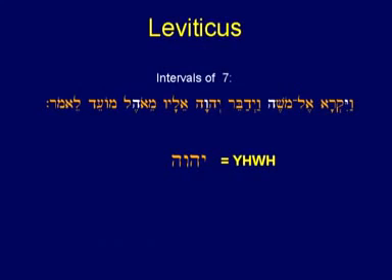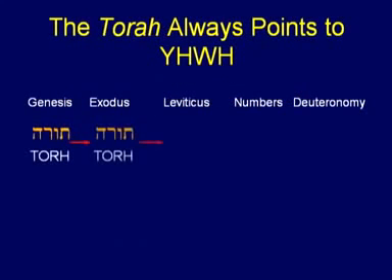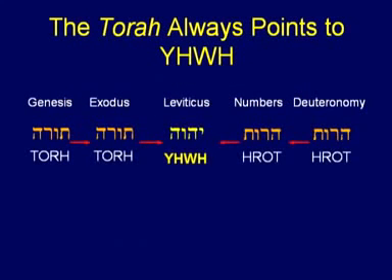Often rendered Jehovah or Yahweh, expressed as Adonai among the Hebrews. They won't pronounce that name. They'll use the word Lord instead. Well, now we stand back from all of this. We have the name of God, and we suddenly realize that the Torah always points to the name of Jehovah.